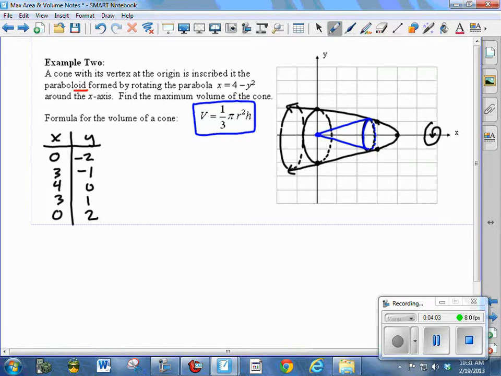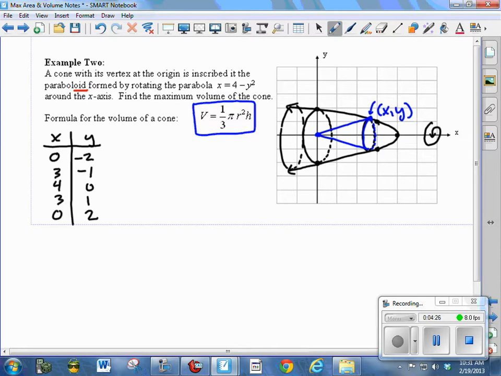Remember that whenever we do one of these types of problems, we have to pick a point in quadrant 1 that is both on the cone and on the ellipse. So I'm going to use this point right here. I'm going to call that x, y. And I want to write the volume of the cone in terms of x and y. So we need to think about what the r and the h stand for.